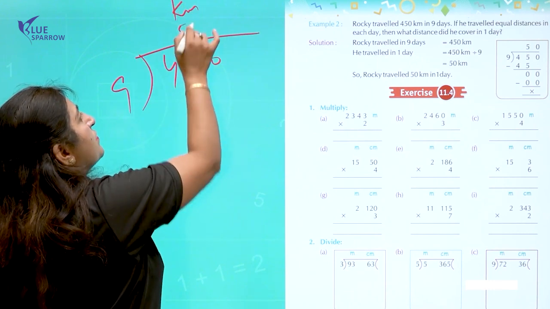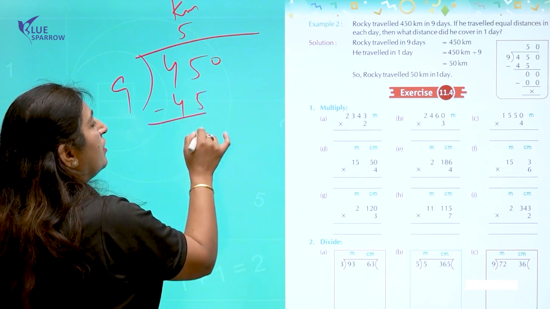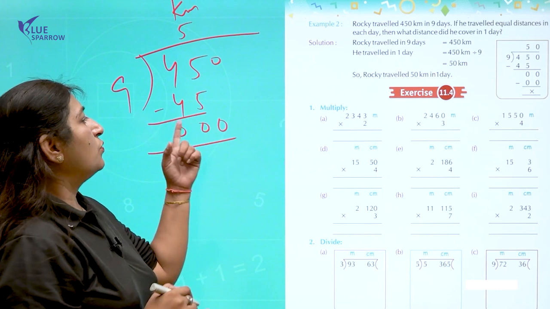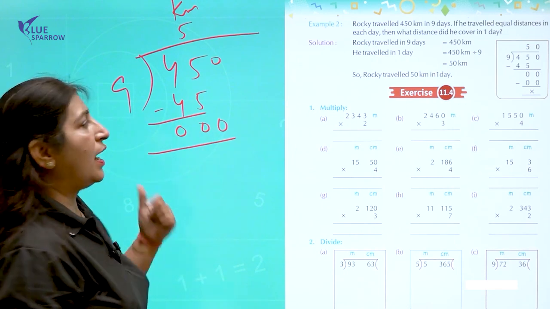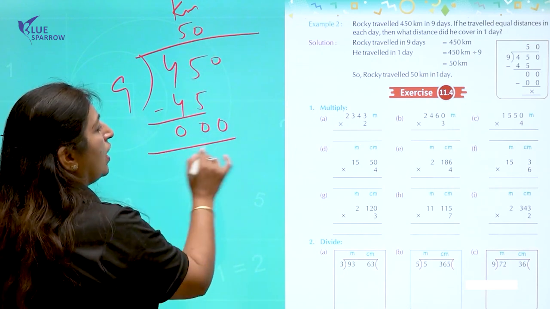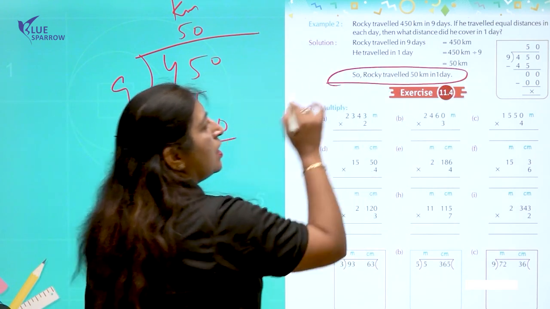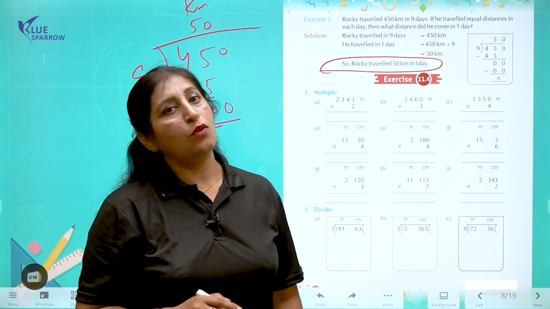You know that 9 fives are 45. 45 minus 45 gives us 0, and 0 is over there. We just bring it down, and you know that when 0 is divided by 9, it gives again 0. So your answer is 50 km. So it means your answer would be written as Rocky traveled 50 km in one day.